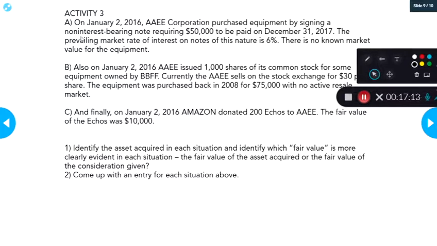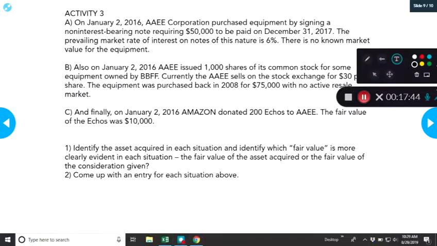Each of these is independent, and I ask you to identify the asset and then identify which fair value is more clearly evident in the given situation, because that is what GAAP says you use. This is the rule: which fair value is more clearly evident? That's what you use to decide how to value the asset. So this one essentially comes down to these three situations and what the journal entry would be.